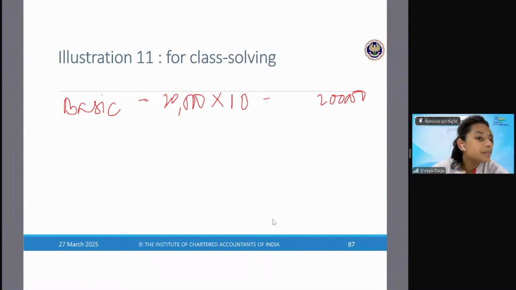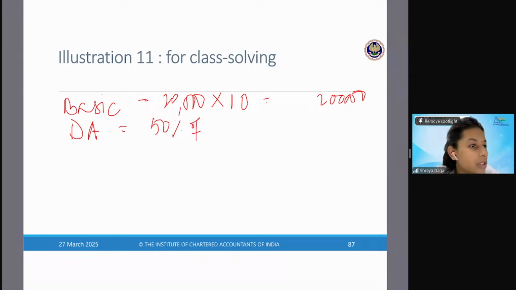Are we all okay? He retired on 31st January, so he got basic only for 10 months. Then DA. For DA, we have been told in the calculation, we need to first consider total DA. Then for any purpose, if we need only DA forming part of salary, we will do it in the notes. They have given in the sum that 50% of basic salary is DA. If 50% of basic salary, which is 2 lakhs, is DA, then how much is DA?